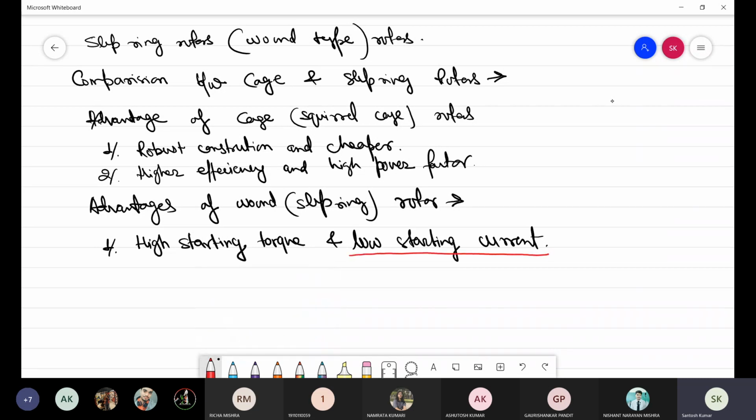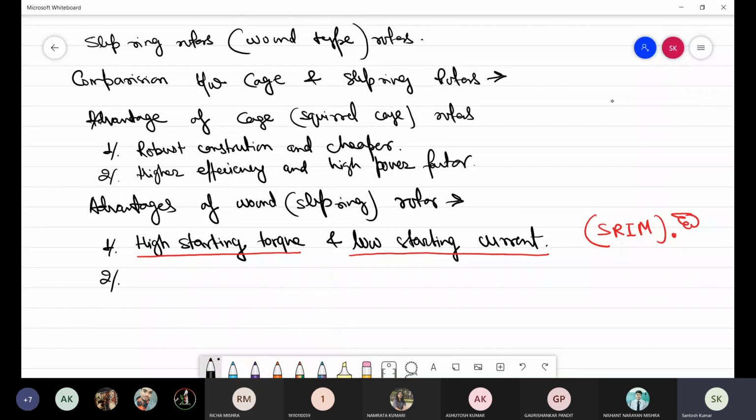लो स्टार्टिंग करंट भी हमें चाहिए और हाई स्टार्टिंग टॉर्क भी चाहिए. तो ये दोनों चीज किसमें मिलता है? ये दोनों चीज मिलता है स्लिप रिंग इंडक्शन मोटर में. So this has to be remembered.